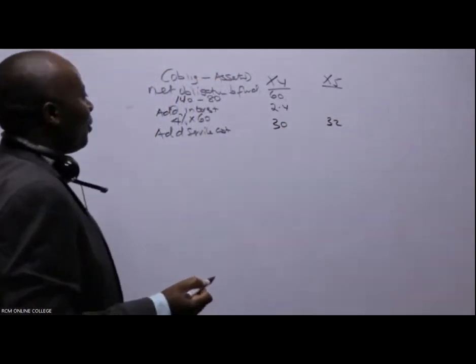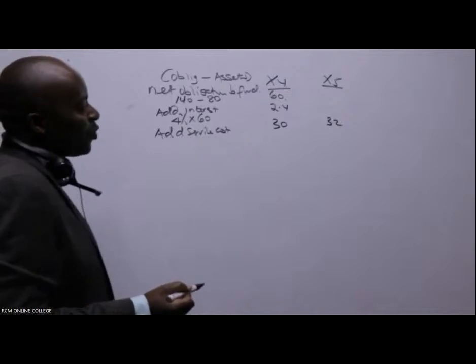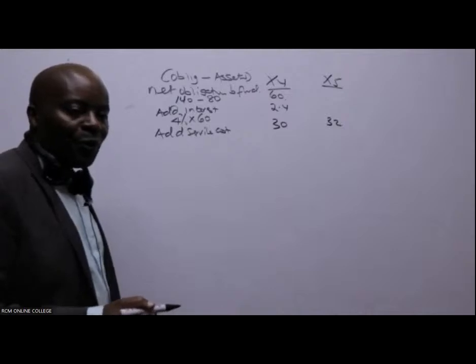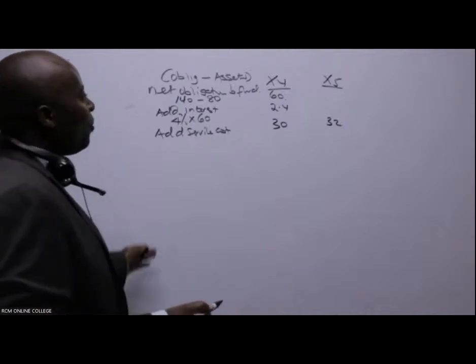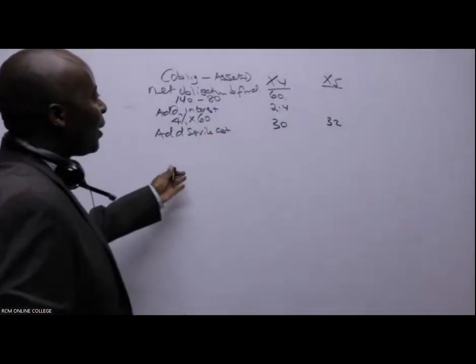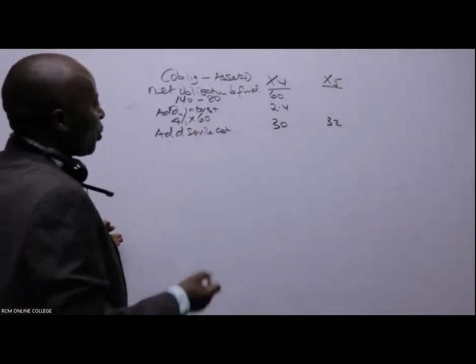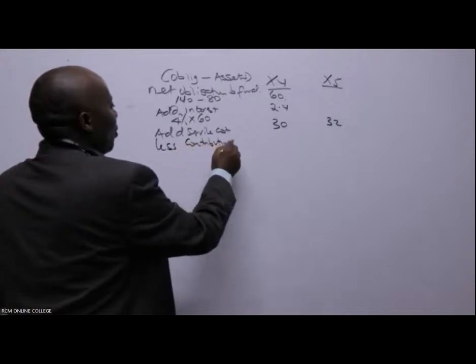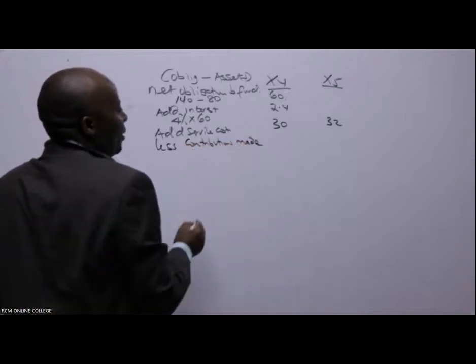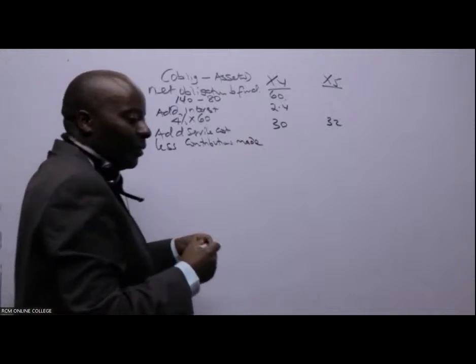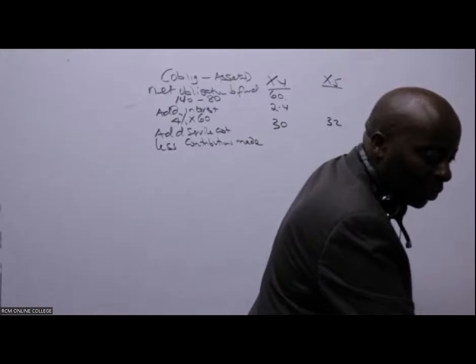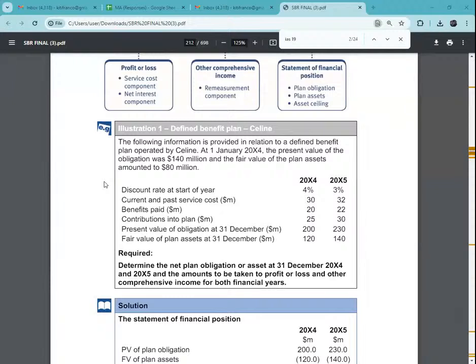Now, ladies and gentlemen, the last thing that I need to bring on the table here is the contributions. When we make contributions as an employer to the fund, to the scheme, this obligation reduces. So come here and less the contributions made by the employer to the scheme. For contributions made to the scheme, this is what we have.